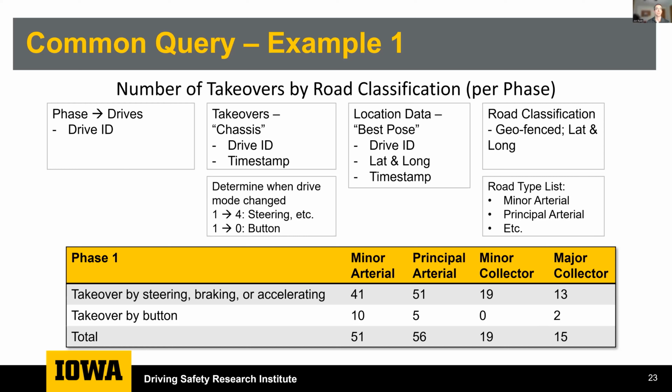And then we have the location data, which comes from the best pose data and includes the drive, the latitude and longitude, and also a timestamp. And then finally, we join to the road classification data, which is geofenced. When the best pose lat-long data falls within the geofence boundary, it is classified with the corresponding road type. And then we join these elements together to produce the table you can see in the slide.